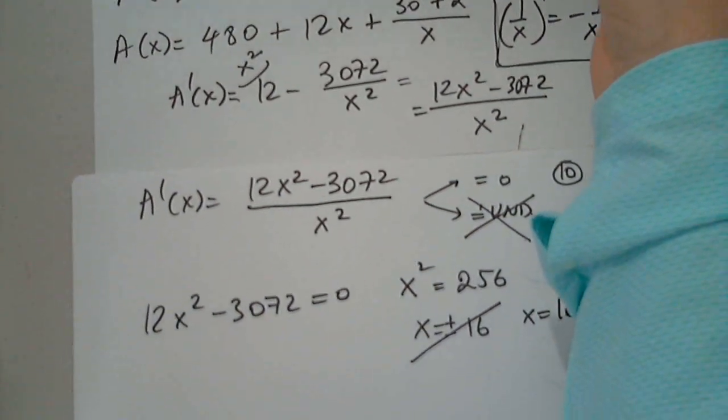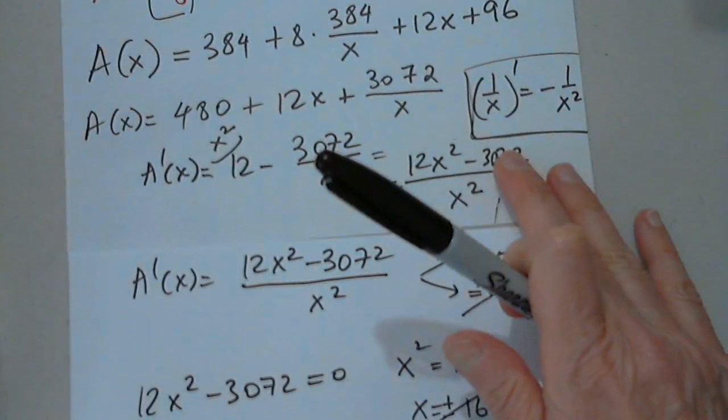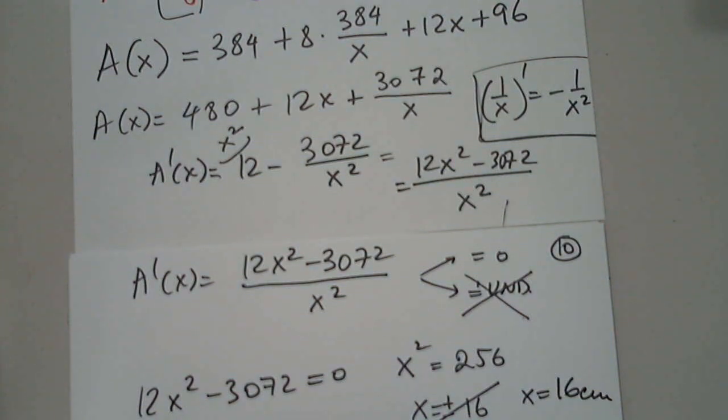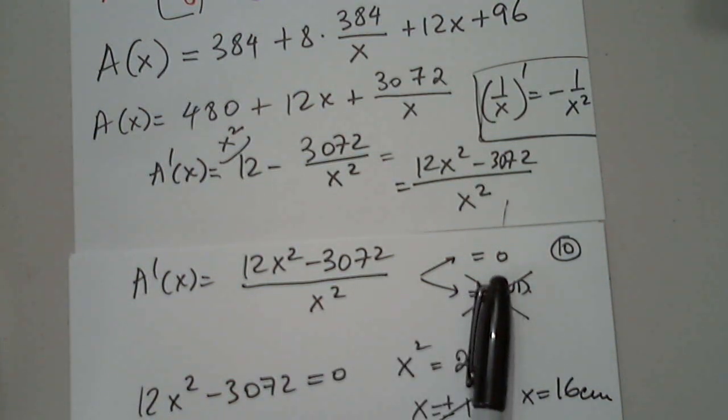If x is 16, yes? Why would we multiply 12 by x squared? I may decide to write it as a single term. I will not be able to set it equal to 0 if I don't do that.